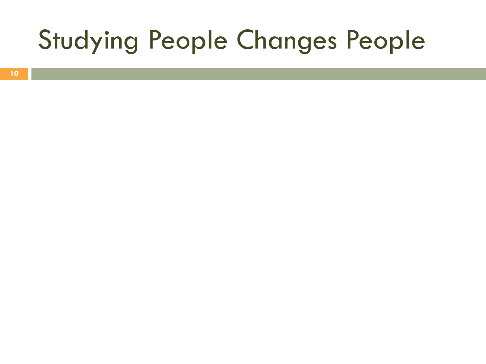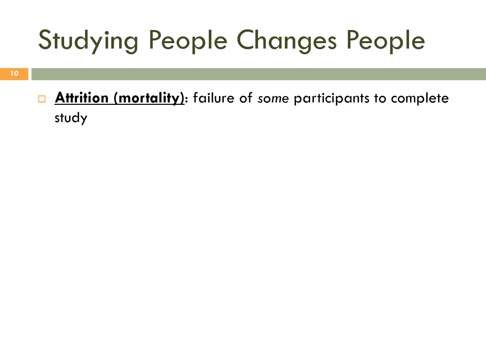Another issue with how studying people changes people is attrition, which is the failure of some participants to complete the study. You'll also see this known as mortality, the death of a participant, which is a little morbid, but the idea is that you're not able to follow up with them because they've stopped your study. And this can happen in two ways.